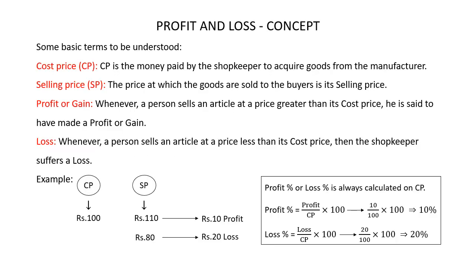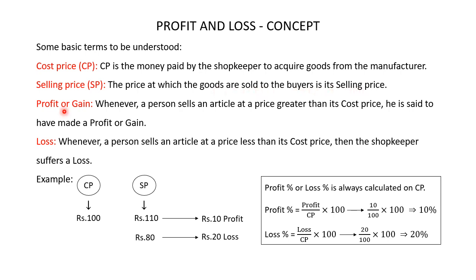To understand the concept of profit and loss, there are a few basic terms that have to be understood clearly. Cost price. Cost price is the money paid by the shopkeeper to acquire goods from the manufacturer. Selling price. The price at which the goods are sold to the buyers is its selling price.